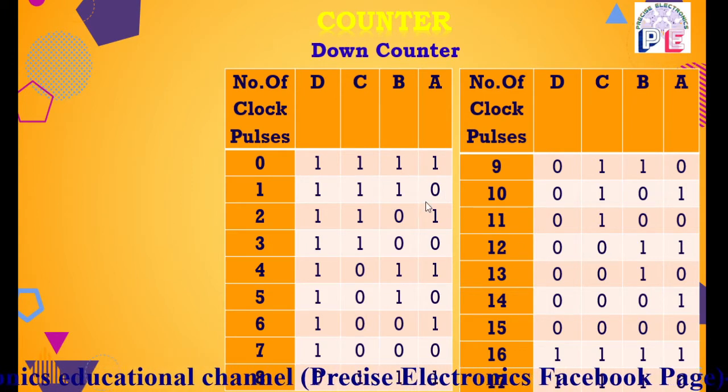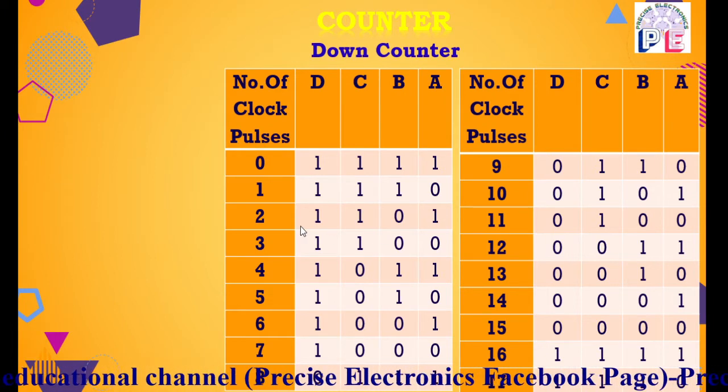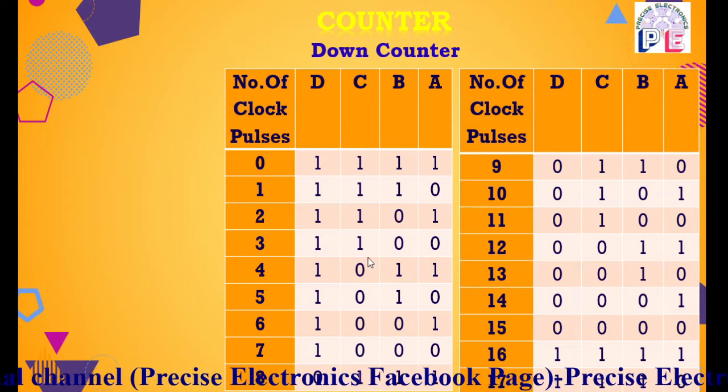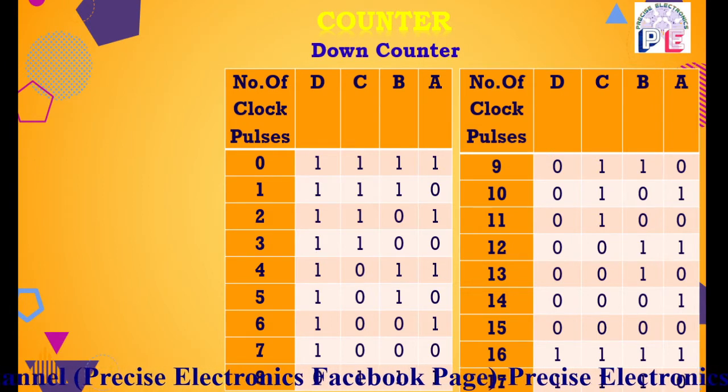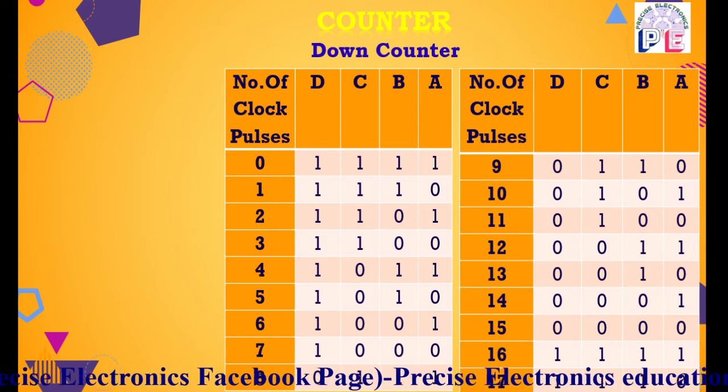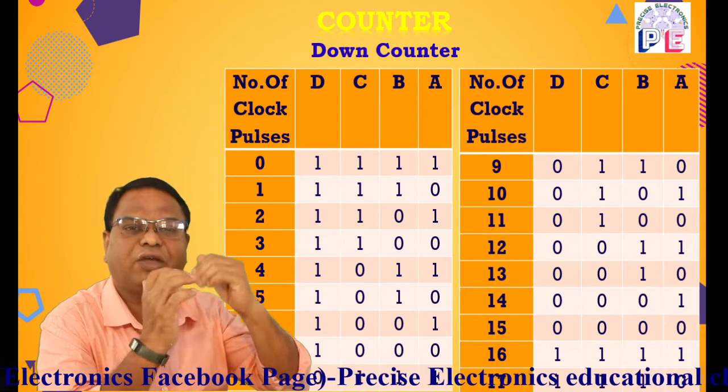Next, it is 1101. When the third clock appears, it is 1100. For the fourth, it is 1011. That means the output of the counter decreases by 1 bit with every clock pulse.